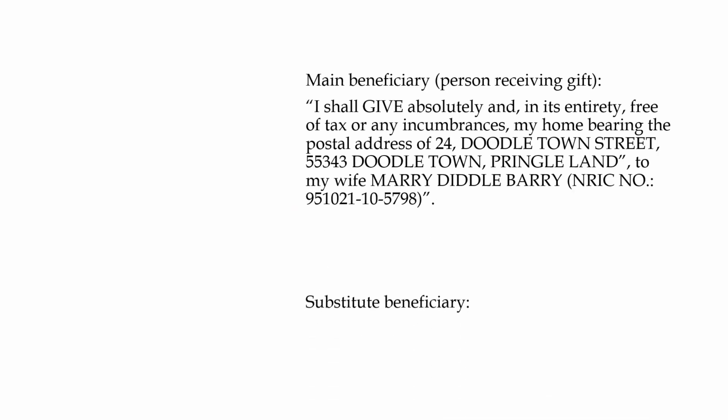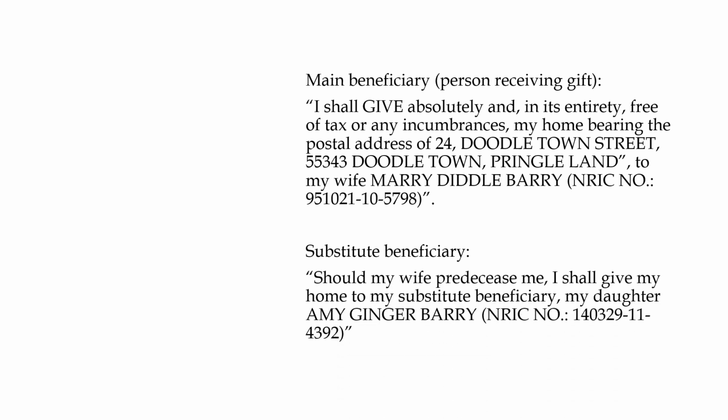A common arrangement done in many cases is to name the spouse as the main beneficiary and then the children as alternate beneficiaries. In the case that both parents should meet their demise together, in this scenario, the will automatically reverts to gifting the estate of the deceased to the children.